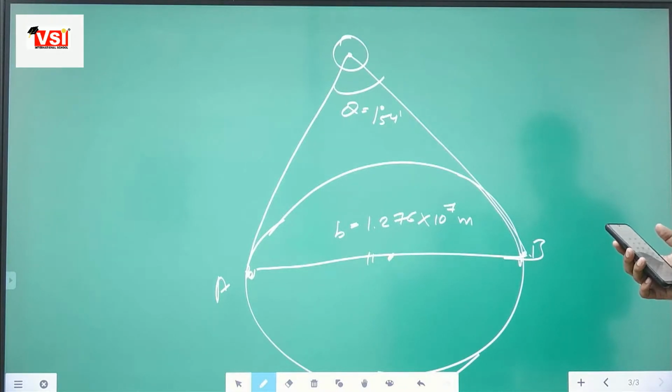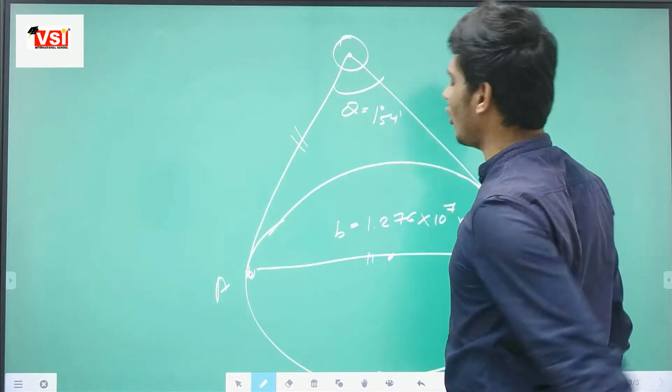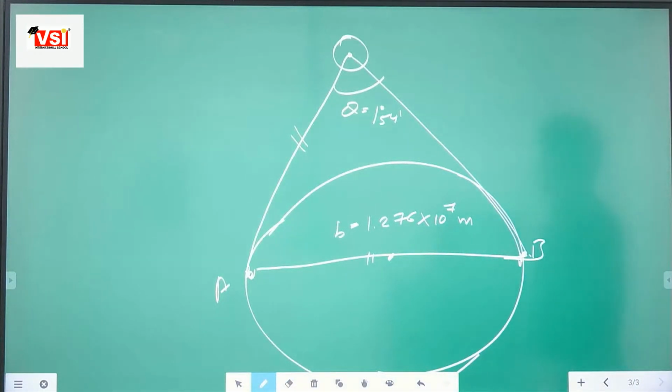Now what we have to do, we have to compute the distance of the moon from the earth. Okay, now we have to find out the distance of the moon from the earth. This is what is given in the question.